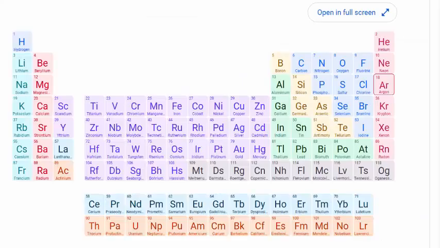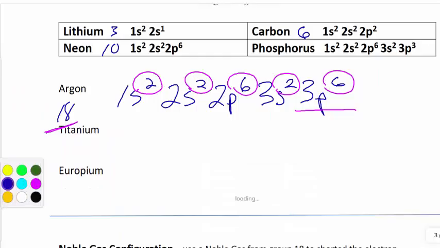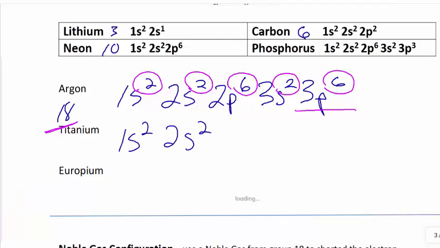Right, now we're going to go and do titanium. So if you look at titanium on the periodic table, it's number 22. So they all start the same way. So we're going to go 1s2, then we're going to go 2s2, and then 2p6. So that would be having the first energy level and the second energy level filled. Now we're going to go to the third energy level. We always do s before p, so it's 3s2, 3p6.